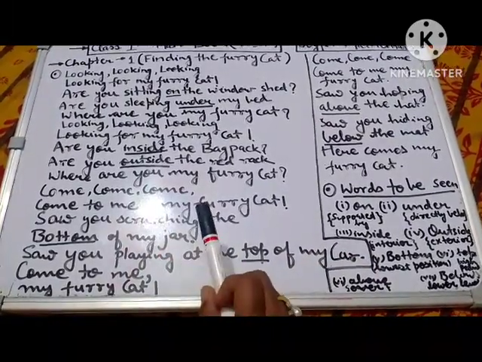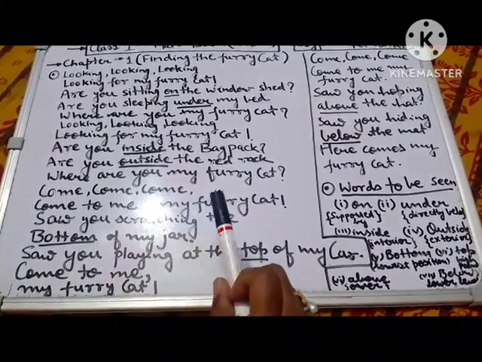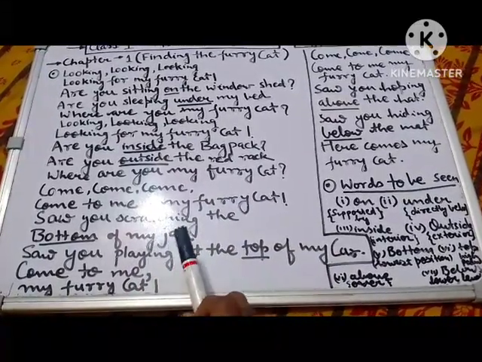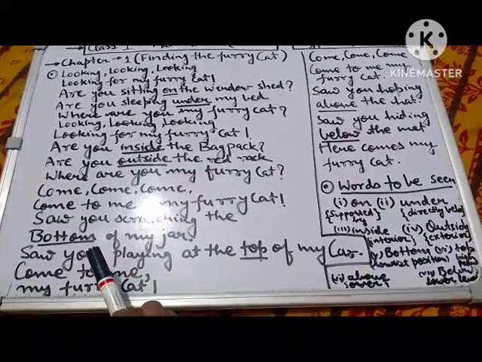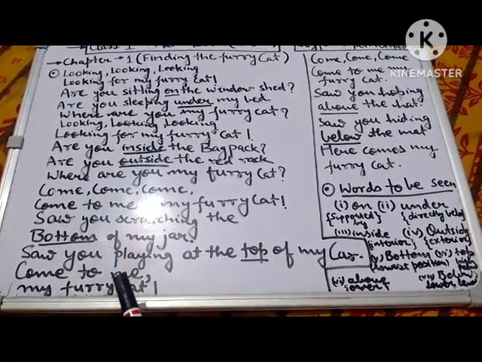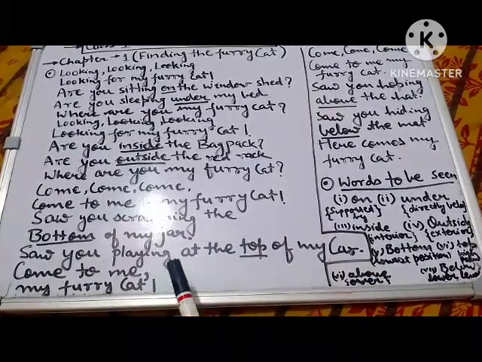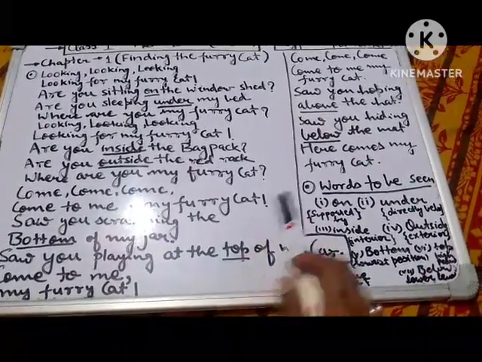Come to me, my furry cat. Saw you scratching the bottom of my jar. So here one word marked is bottom. Saw you playing at the top of my car. Come to me, my furry cat.